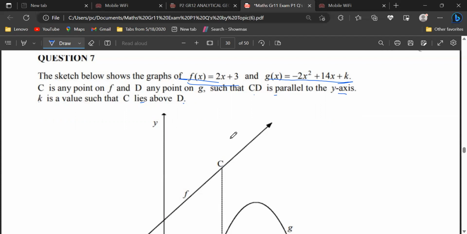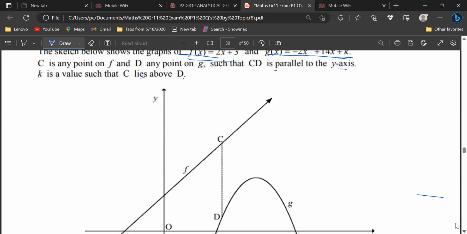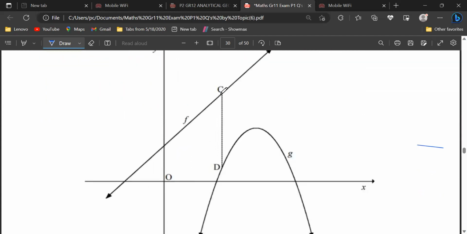Now, I just want to give you a hint on how to approach such questions. They told you this one is parallel to the y-axis, so it means you are working on a vertical line. If you are working on a vertical line, what can change here? X is not going to change. The x value is going to remain the same. But what can change is the y value. Y can be something here, and y can also be something else here.